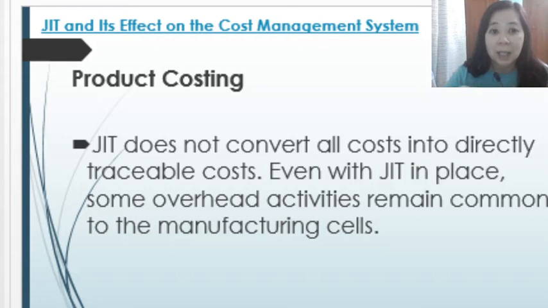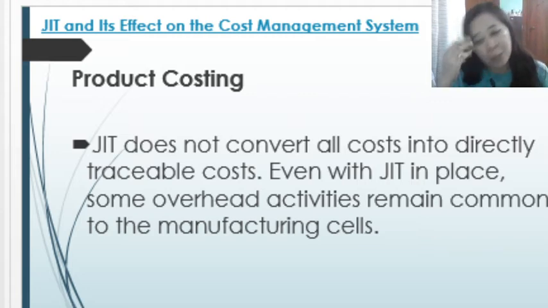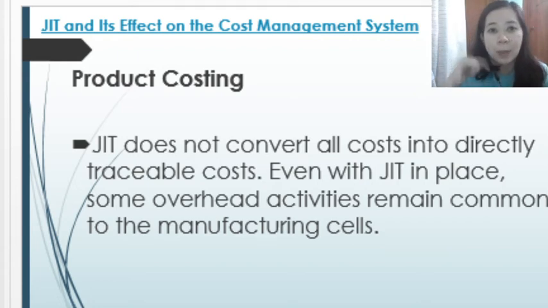Okay, so under JIT, we do not convert all costs into directly traceable cost. Even some overhead activities remain common to the manufacturing cells. So again, depending on the setup, we do not actually look into the process or the department. Okay, so we are looking at a manufacturing cell within the manufacturing firm. So that's how it affects the product costing.